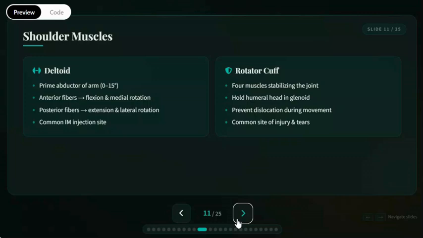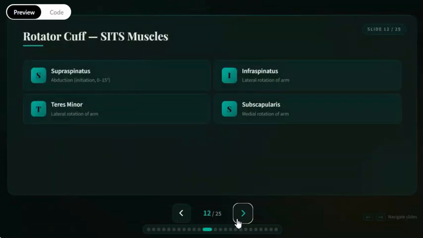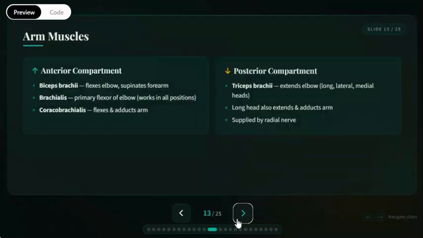In the forearm, the anterior compartment contains flexor muscles supplied mainly by the median nerve, while the posterior compartment contains extensor muscles supplied by the radial nerve. In the hand, muscles are divided into thenar, hypothenar, and interosseous groups, which control thumb, little finger, and fine finger movements.